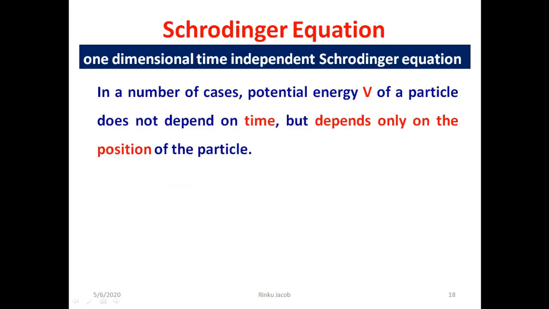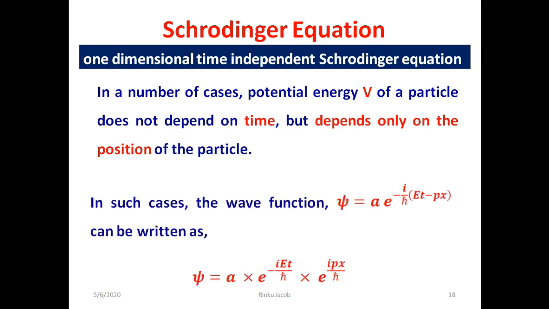Now we move on to the case of one-dimensional time-independent Schrodinger equation. In a number of cases, the potential energy V of a particle does not depend on time but depends only on the position of the particle. In such cases, the wave function ψ, which is a function of both position and time, should be written as a function that independently shows the position information and time information.